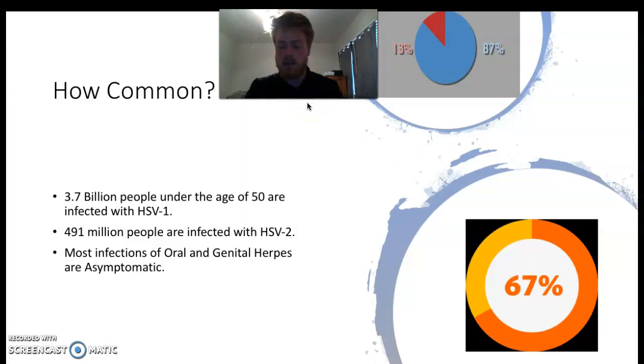And I'm a visual guy, so I wanted to see what that 491 million people and that 3.7 billion people looks like. So down here in the bottom right, that's what 67% looks like on a pie chart. 3.7 billion people is 67% of the world population, and that's a lot of people. And then 13% equates to the 491 million people that are infected with HSV2. That's up here. It's still a pretty large chunk, and it's a pandemic. It's a pretty widespread pandemic. It's one of the diseases with the most people infected.